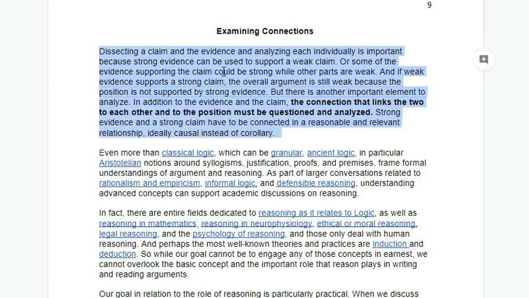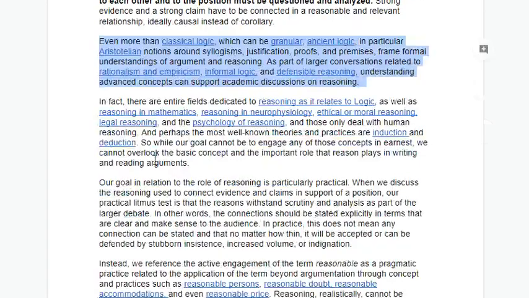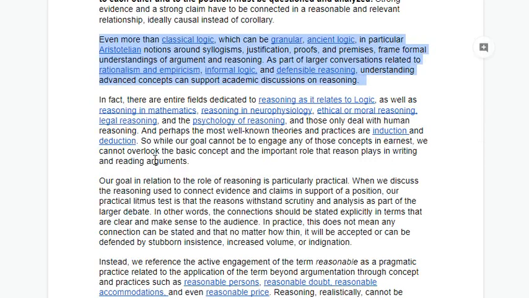In addition to the evidence and the claim, the connection that links the two to each other and to the position must be questioned and analyzed. Strong evidence and a strong claim have to be connected in a reasonable and relevant relationship, ideally causal instead of correlative. Even more than classical logic, which can be granular, ancient logic, in particular Aristotelian notions around syllogisms, justification, proofs, and premises, frame formal understandings of argument and reasoning.